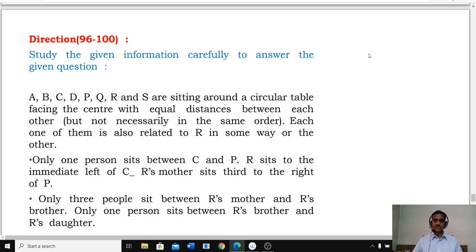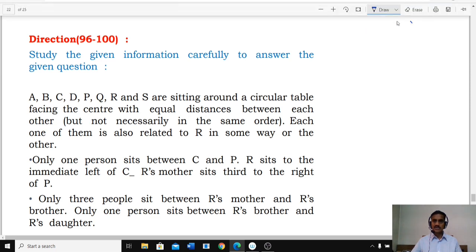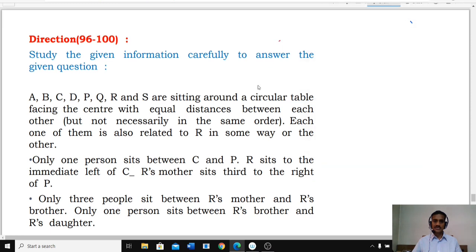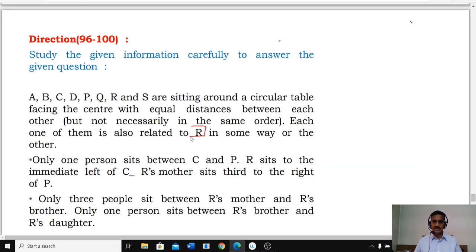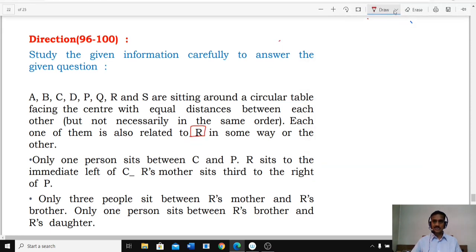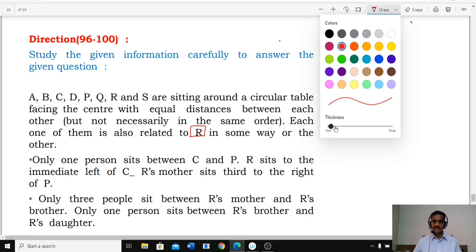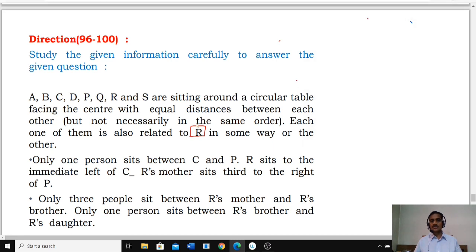Now question numbers 96 to 100. This one is based on circular arrangement along with blood relation, isn't it? Circular arrangement, blood relation, and all the persons are related to a single person. All the persons are related to R in some way or the other, as we discussed earlier. When all the relations about a person are given, it is not required to draw the family tree at all.